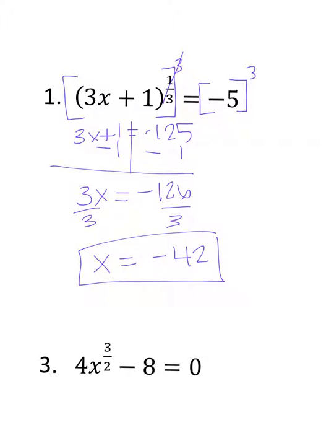You always want to plug these back in to make sure they work. So grab a calculator and plug in negative 42 for the x up here at the top. And then you can enter 1/3 as an exponent in your calculator. Just make sure that you get negative 5.